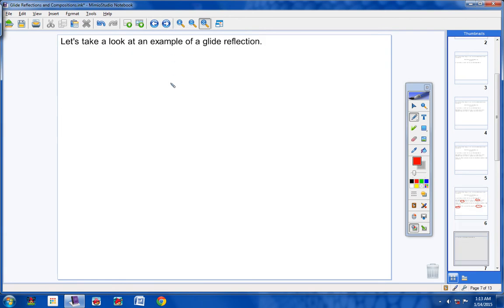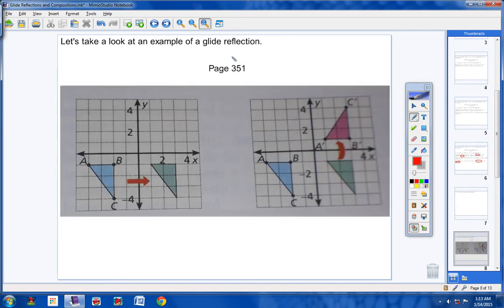Let's take a look at an example of a glide reflection, okay? Now you do not have to copy this down, but what you can do is make note in your notes that you can find this on page 351. Now you're probably saying, Mr. Earhart, you already gave us an example a couple minutes ago. I did, but their drawings here are a lot better than mine, okay? So here's an example of a glide reflection, okay? We have our pre-image right here. We took our pre-image and we moved it to the right. That is called a translation.